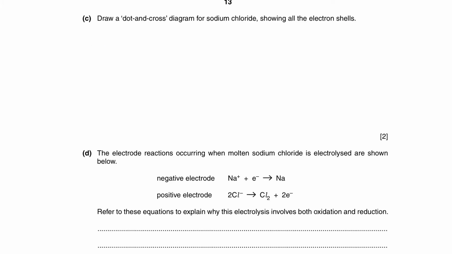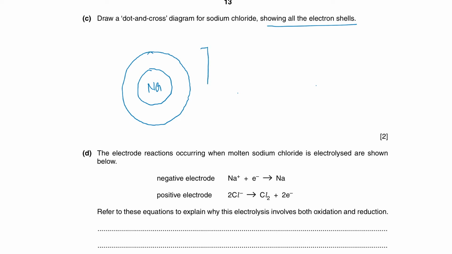Dot and cross for sodium chloride, but note that they want all the electrons, not just the outer electrons. So this is going to be tricky because I can't draw circles on the iPad. Let's try doing it anyway. Alright, you have sodium with the inner shell, then you have a second shell, and the third shell is gone because it loses 1 electron, so it has a positive charge.